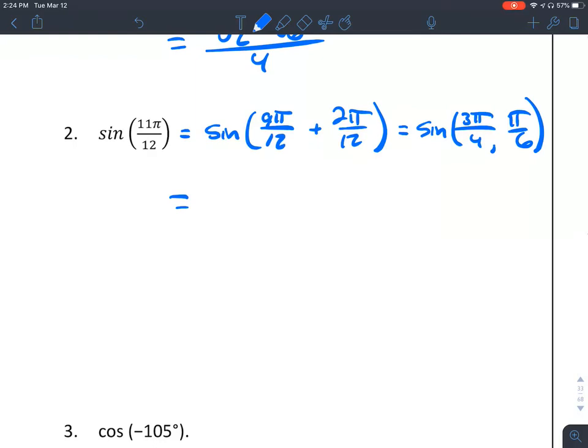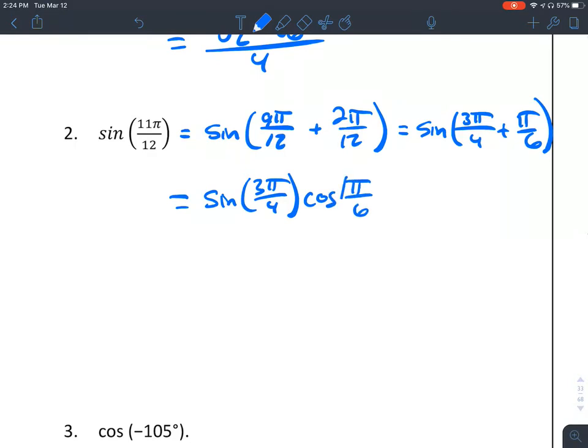The sum, I shouldn't have a comma there, I'm sorry, it should be a plus. The sine sum identity says this is going to be equal to sine of the first angle times cosine of the second angle plus sine of the second angle times cosine of the first angle.